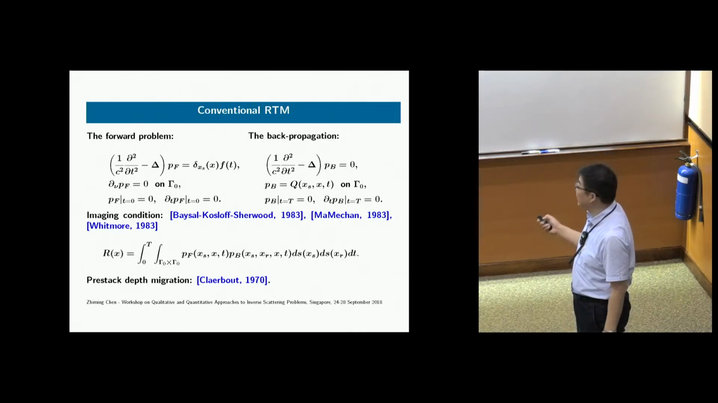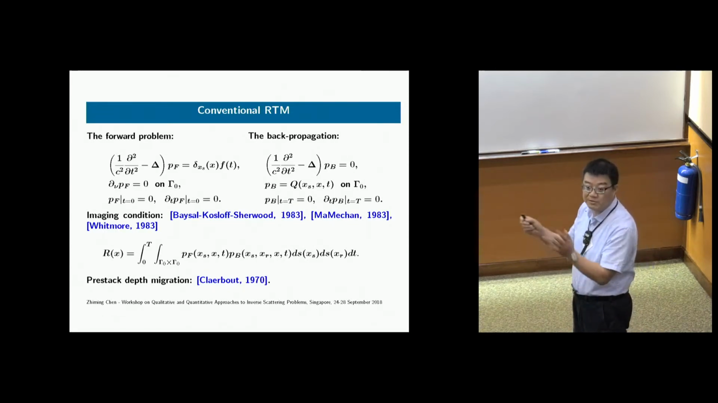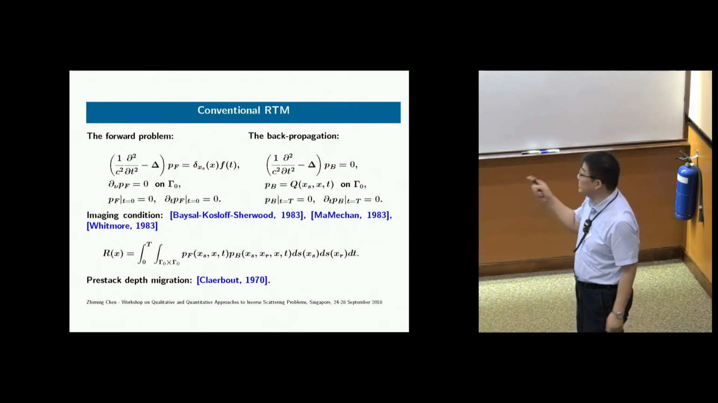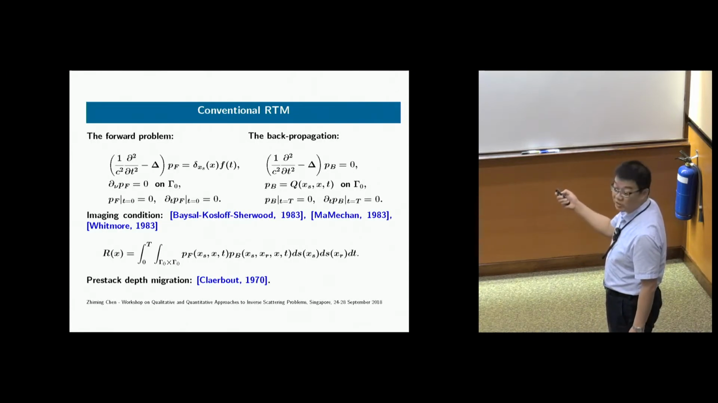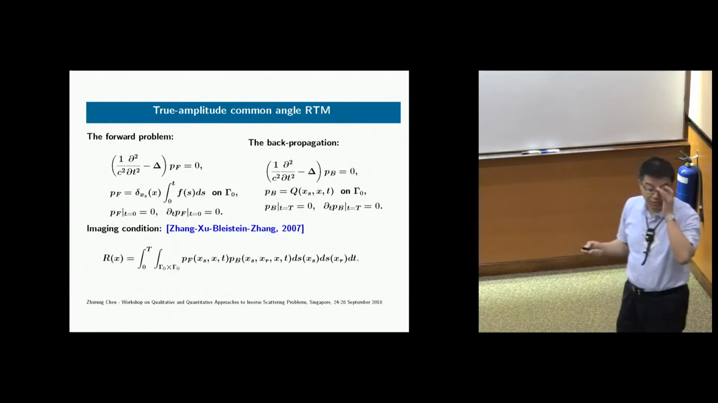At the time, people could not solve the full wave equation. People solved the one-way wave equation, with high frequency assumptions and a lot of approximations. This is the conventional RTM. You'll notice that here you have the source on the boundary, the shot at the source.